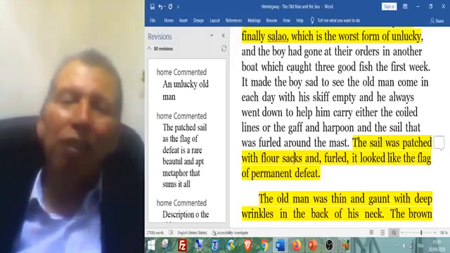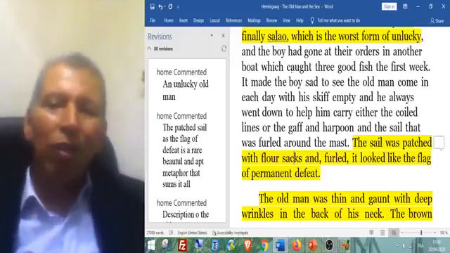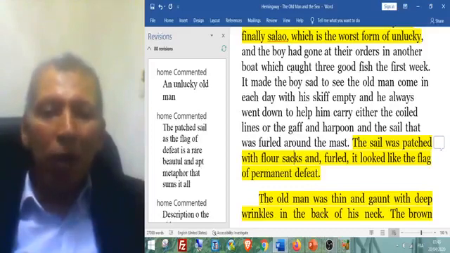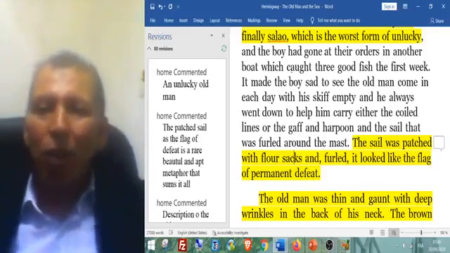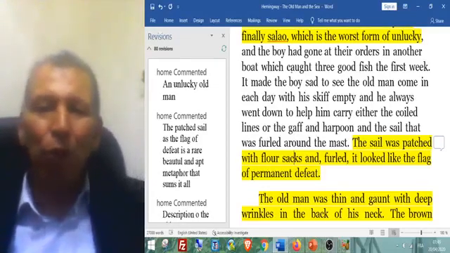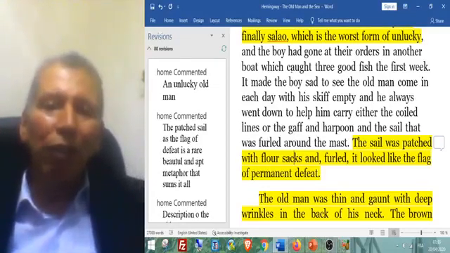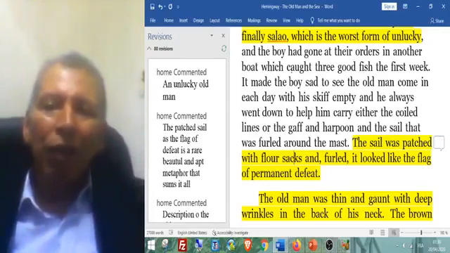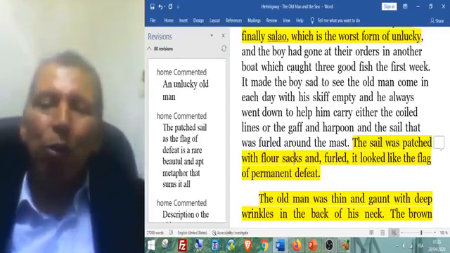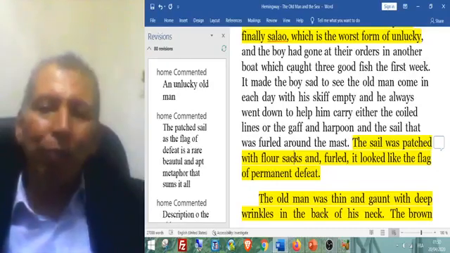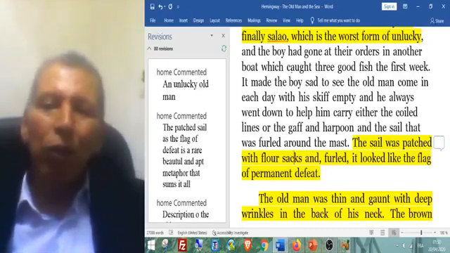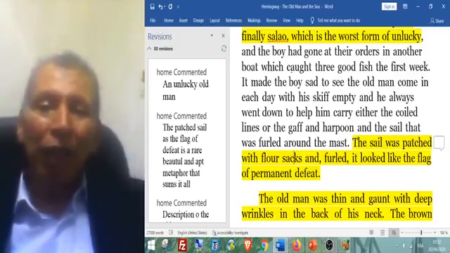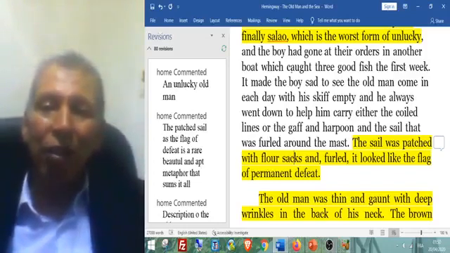It looked like, not it was, but it appeared like the flag of permanent defeat, which means permanent bad luck. So this is symbolic. The sail is symbolic of bad luck, symbolic of defeat. So the whole story will be about defeat and victory. Will there be a turning point, or will it end like this, tragically?